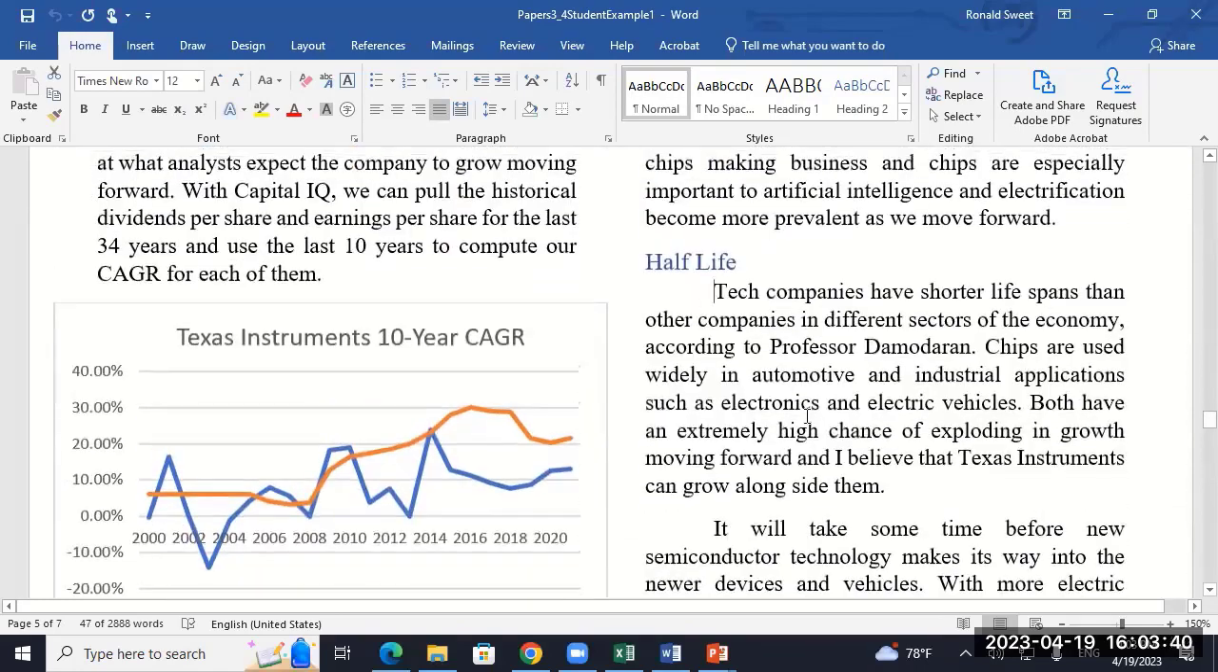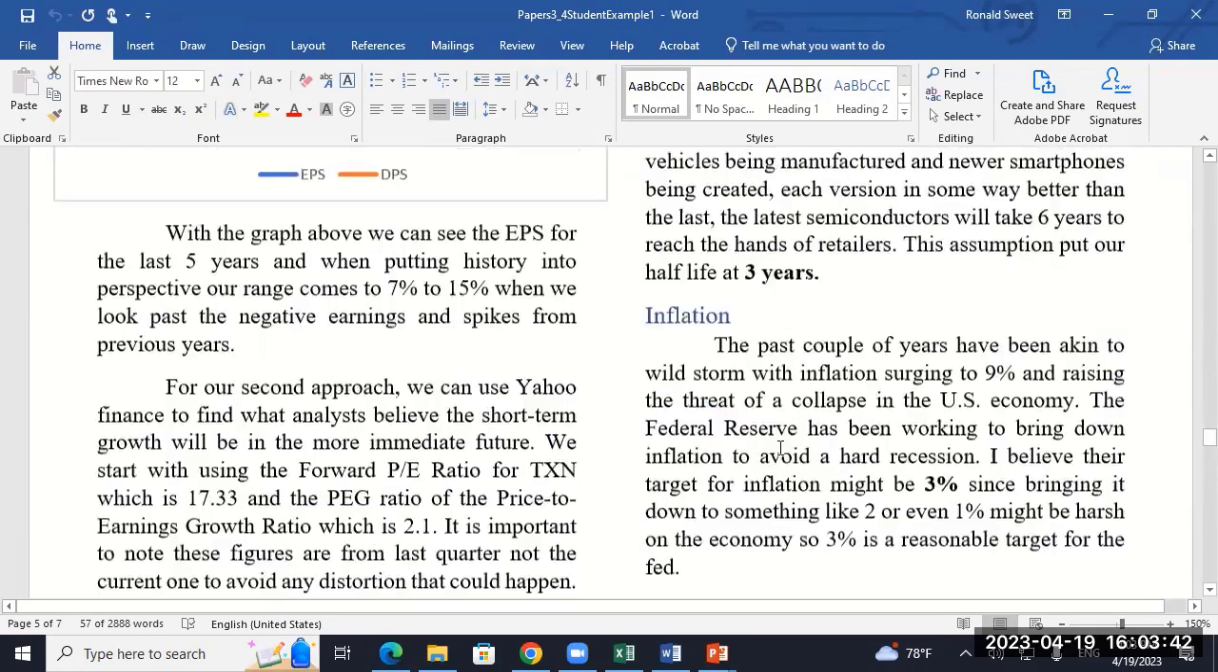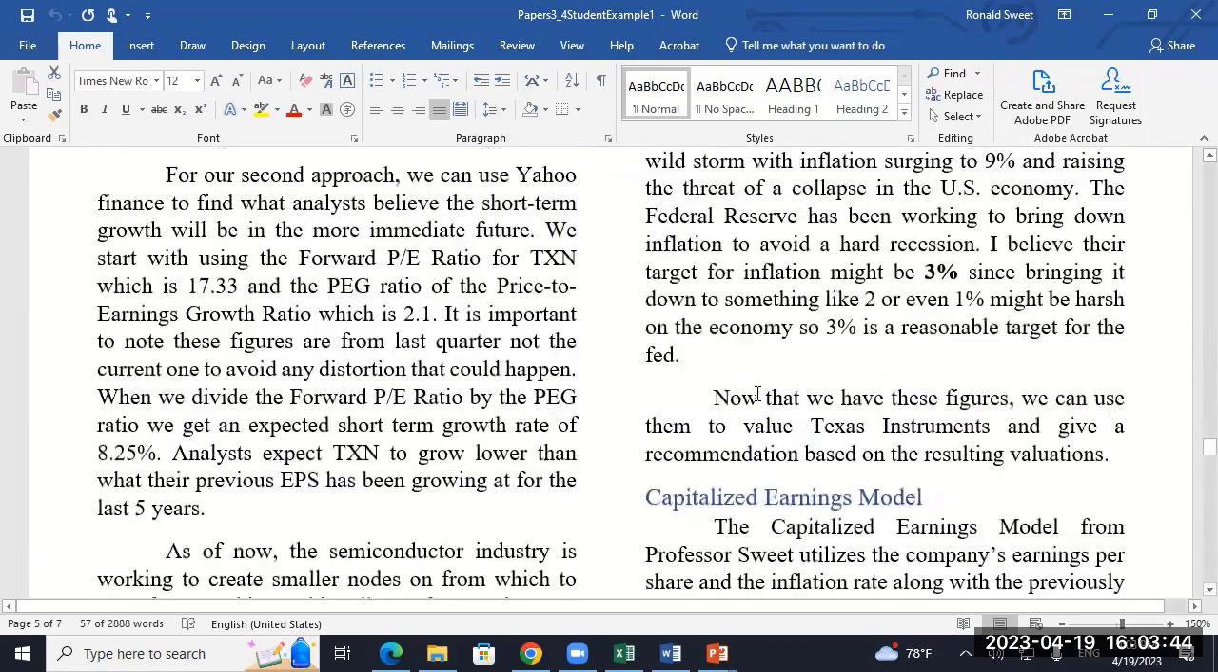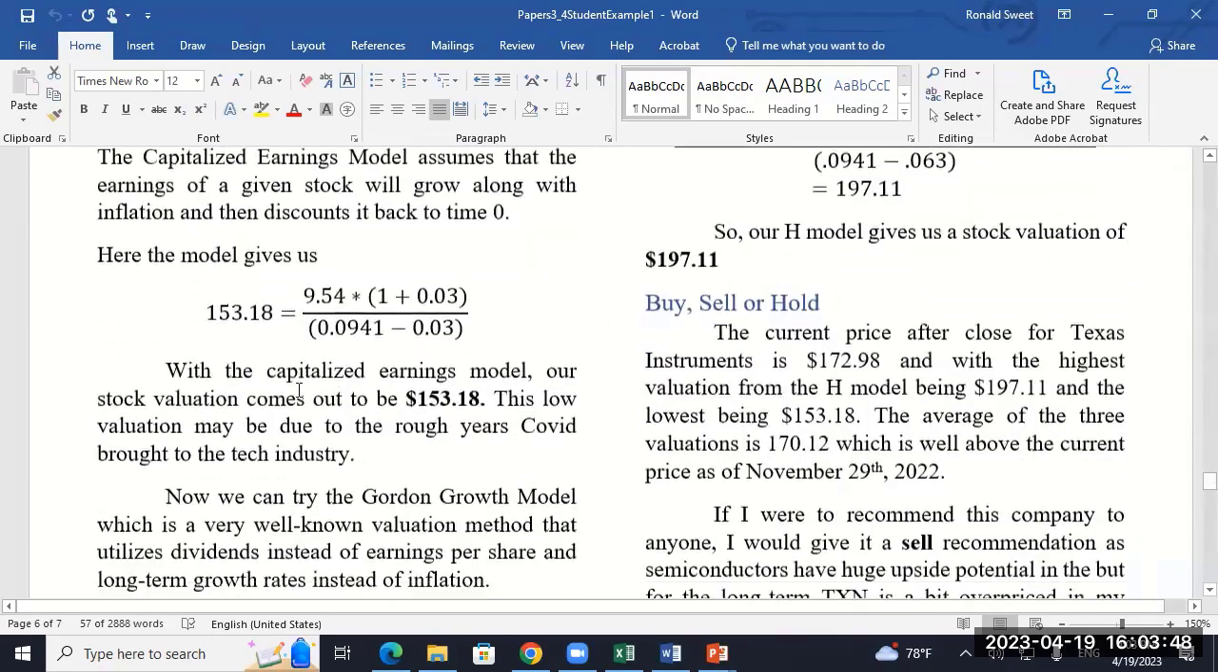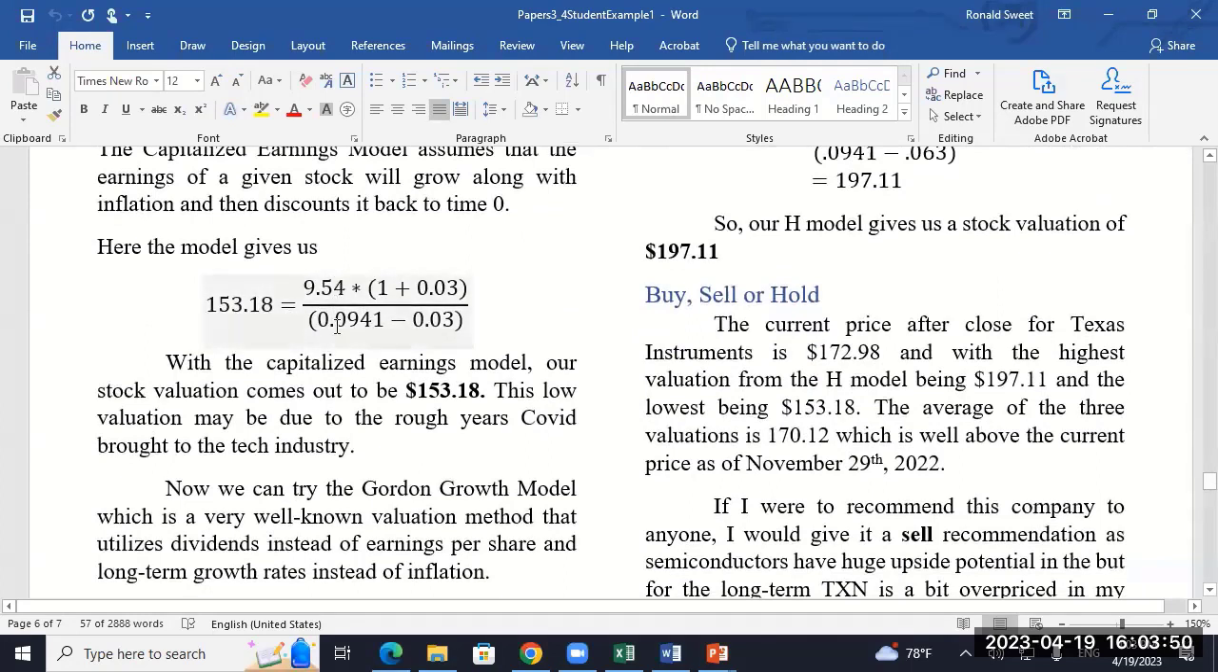Has a little discussion on the half-life, how you come up with that. The inflation number, which he already talked about before. And then he just has the models. He puts the formula in there, which is fine. I do like this.